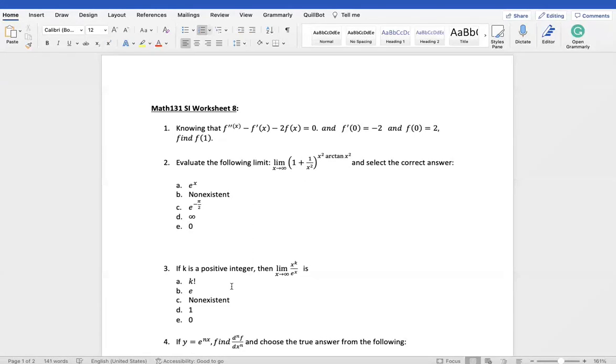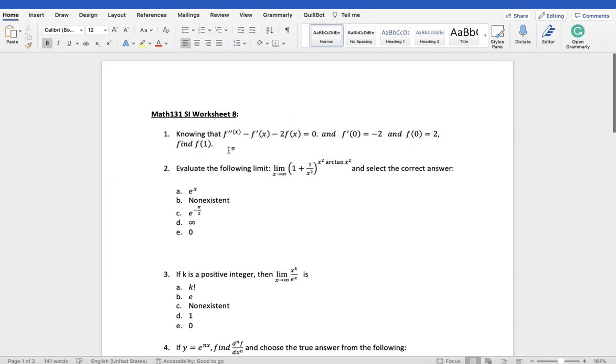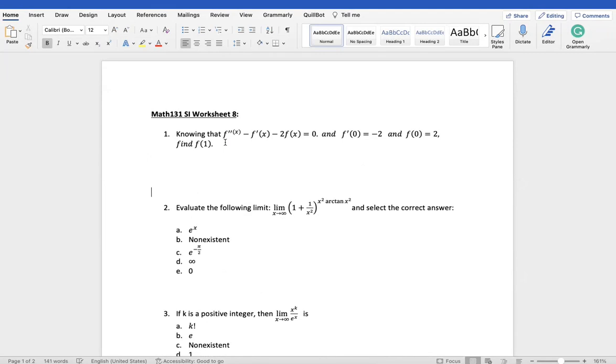We'll be discussing problems from worksheet number 8. I selected them from your previous tests, sort of as a revision for your exam, right? So let's look at the first question here.